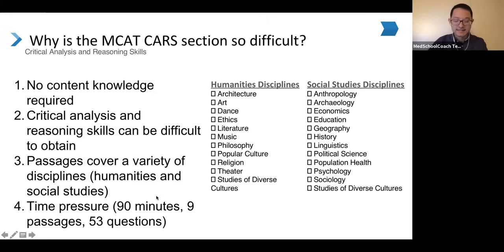And the last thing that's also tough about CARS is the time pressure, right? The passages in the CARS section are not short. You have 90 minutes for 9 passages, which is basically 10 minutes per passage. That doesn't sound too bad, but you have to read the passage and complete the questions associated with those passages. So students often struggle with pacing in this section as well.